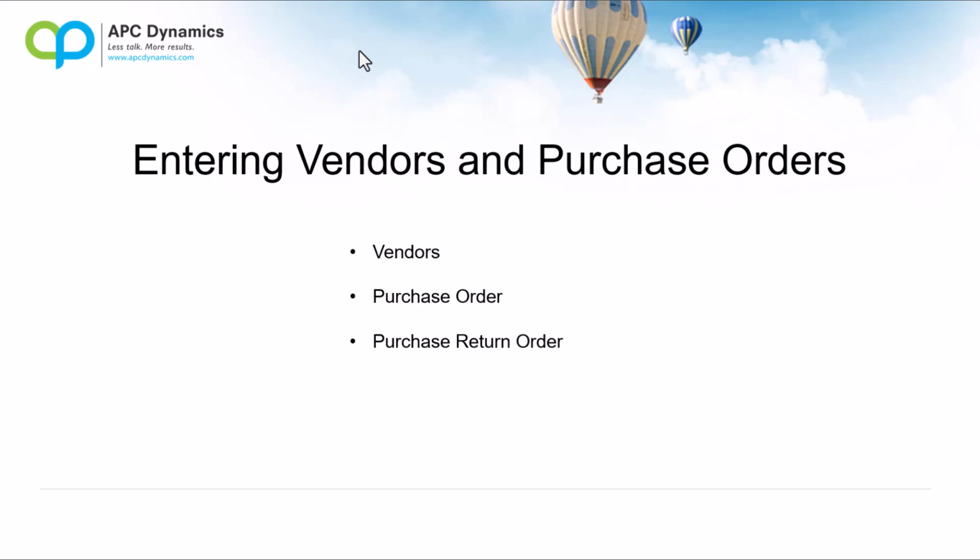In this video, I'm going to show you how to enter vendors and purchase orders. First, I'm going to talk about how to view and look up vendors, as well as creating a new vendor card. Then I'm going to go into creating purchase orders. Lastly, I'll talk about purchase returns where you're returning items to the vendors or you're entering the credit memos that the vendor gives you. So let's get started.